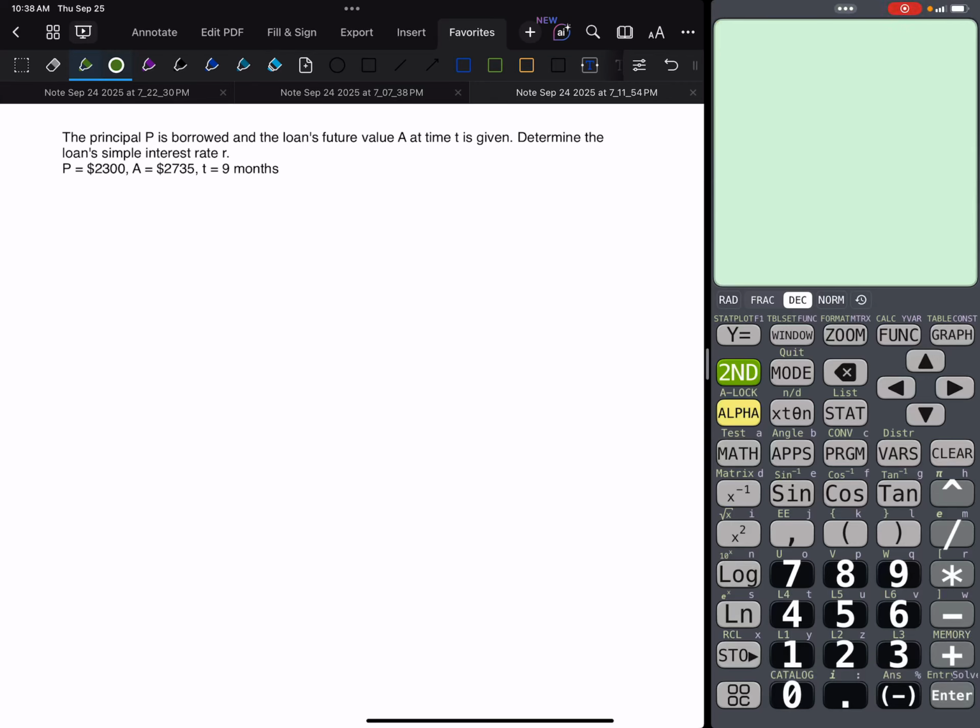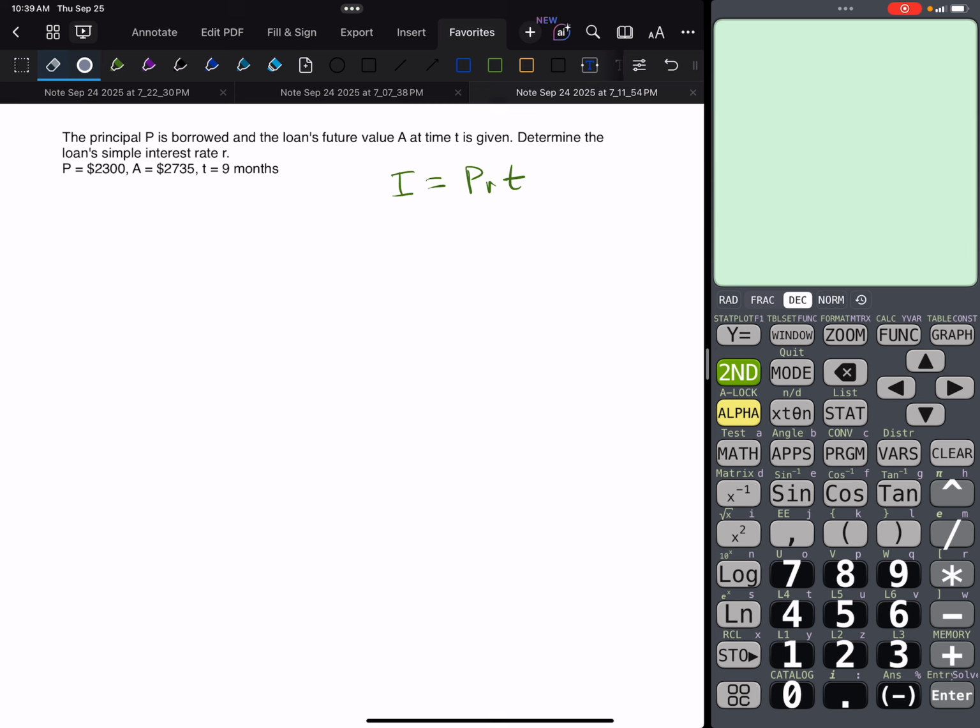This is another simple interest problem, and it's another one where I'm looking for the rate instead of the interest. I am still going to use our typical simple interest formula, I equals principal times rate times time. And I have been given principal. I've been given time, but a little bit differently than normal because I've been given it in months instead of years, and we'll deal with that in a minute.